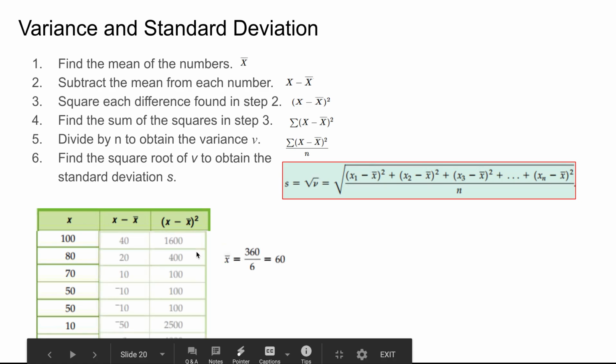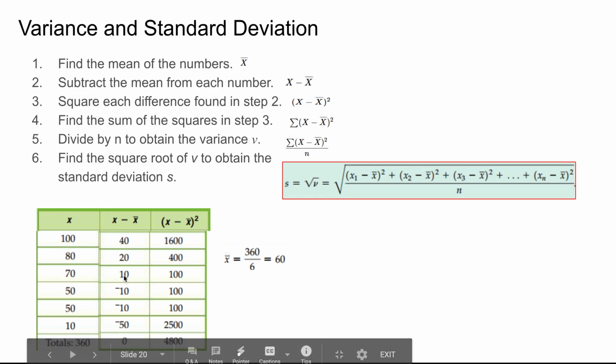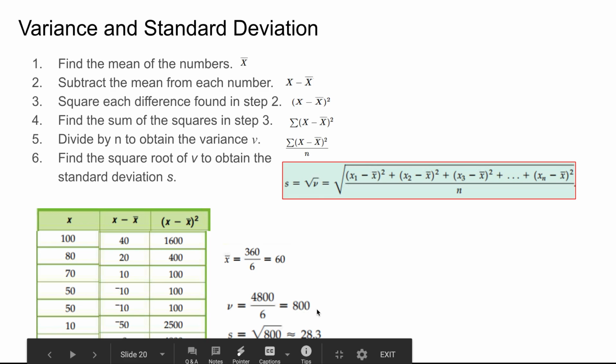I will just give you the values here. 40 squared is 1600, and 80 minus 60 is 20. Square that, you get 400. 70 minus 60 is 10. Square that, 100. 50 minus 60 is negative 10. Square that, 100. Same thing, 100. 10 minus 60 is negative 50. Square that, 2500. Then what do you do? You add them together, so you get 4800. Then divide it by 6, so you get 800.